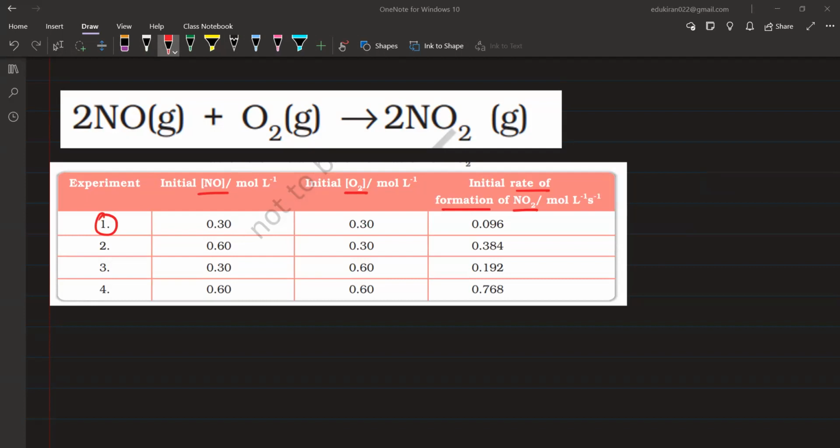Yes, sir. Okay, now tell me what is happening. In the first case, I have taken 0.30, 0.30 and I have got the rate of reaction as 0.096. Correct? Rabia and Saad, any problem? In the first case, no, sir. In the second case, see what has changed. What is the change in the second case in terms of the reactants that we have taken? What is changed? Tell me, Rabia and Saad.